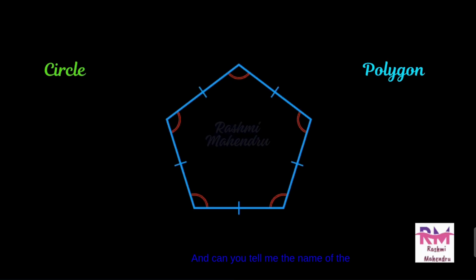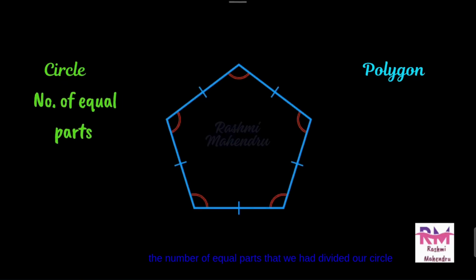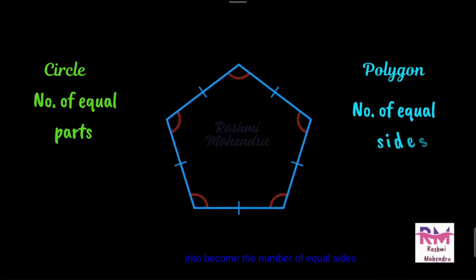And can you tell me the name of the polygon and the classification of the polygon? Is it regular? Is it concave? Is it convex? And you can name it also. So the number of equal parts that we had divided our circle into becomes the number of equal sides the polygon has. So we have created a regular polygon. In the previous section we were creating an irregular polygon.